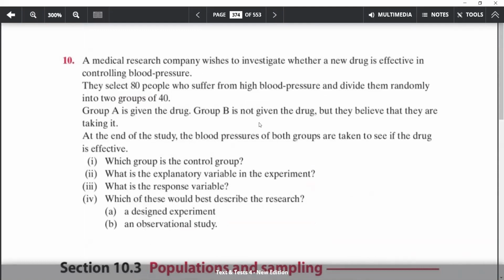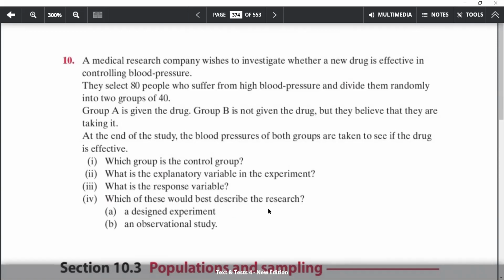That's group B. Okay, the control group, you want to measure, is there a difference between the average blood pressure in group A and the average blood pressure in group B from before and after the drug is given? What is the explanatory variable in the experiment? The explanatory variable is the drug that you're giving, and then the response variable is the blood pressure. Has it increased or decreased? That's responding to the explanatory variable, the drug.